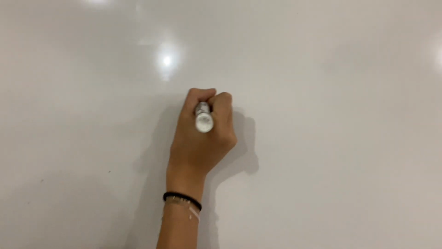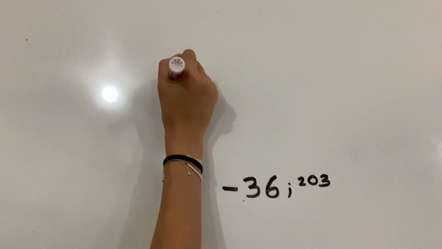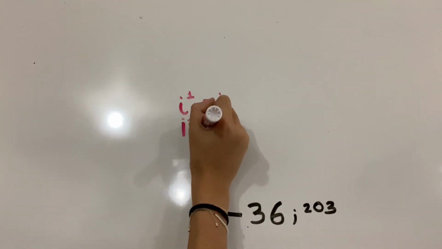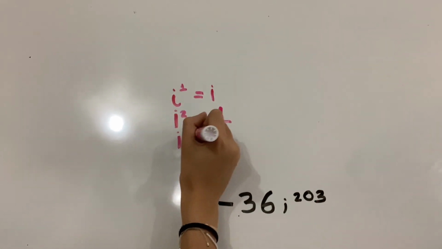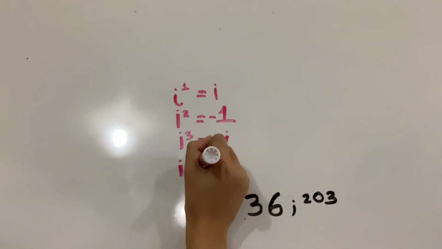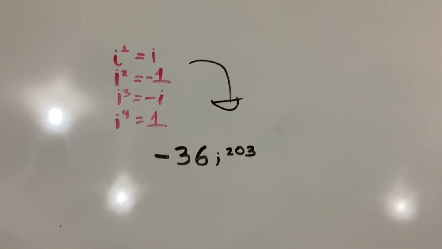Imaginary numbers. We have negative 36i to the 203. For this, let's get the rules of imaginary numbers straight. i to the 1 equals i, i to the 2 equals -1, i to the 3 equals -i, and i to the 4 equals 1. But the most important ones are the last two I just mentioned.